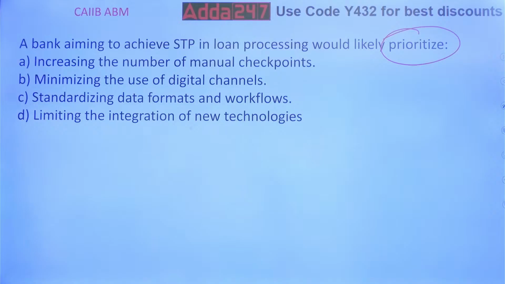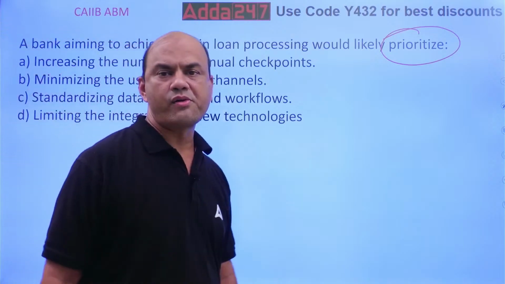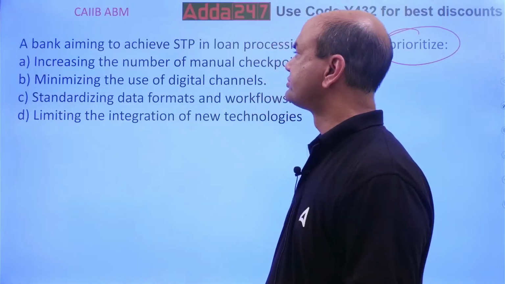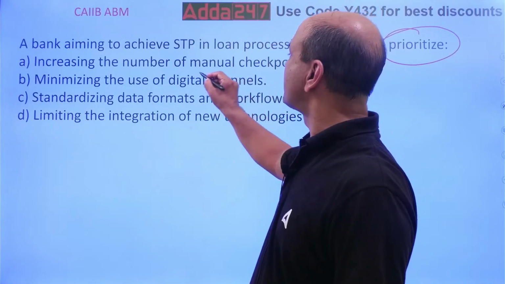Increasing the number of manual checkpoints, minimizing the use of digital channels, standardizing data formats and workflows, limiting the integration of new technology. Which one is correct over here? Increasing the number of manual checkpoints.